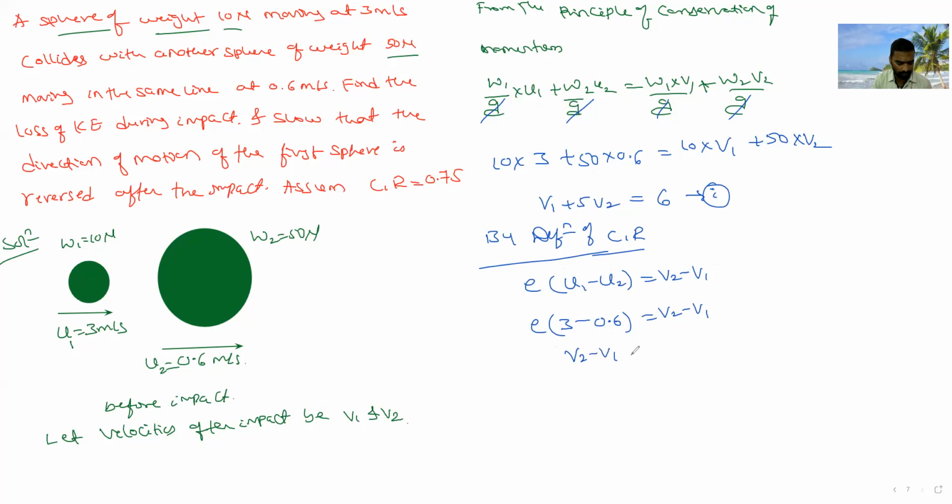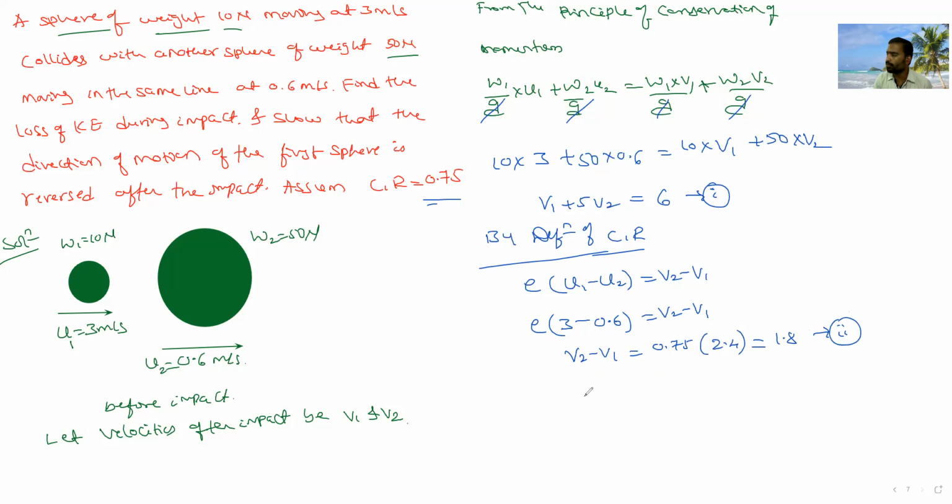V2 minus V1 is equal to, so substitute the value. What is the value of E? He has given E is equal to 0.75. 0.75 into (3 minus 0.6), it is 2.4. So calculate this one. 0.75 into 2.4 is 1.8. Okay, so you know V1 plus 5 times V2 equal to 6. You know V2 minus V1 is equal to 1.8. So this is equation number 2.